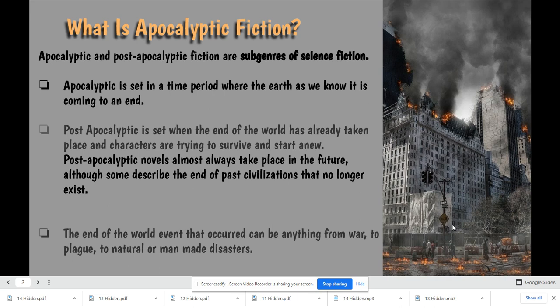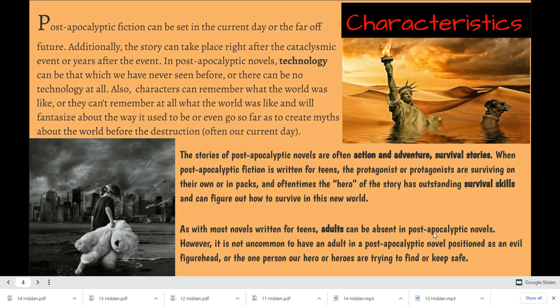But post means after, is set when the end of the world has already taken place and characters are trying to survive and start anew. Post-apocalyptic novels almost always take place in the future, although some describe the end of past civilizations that no longer exist. The end of the world event that occurred can be anything from war to plague to natural or man-made disasters.